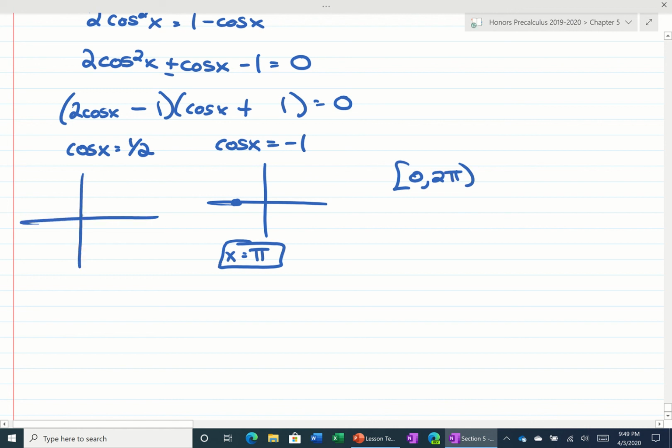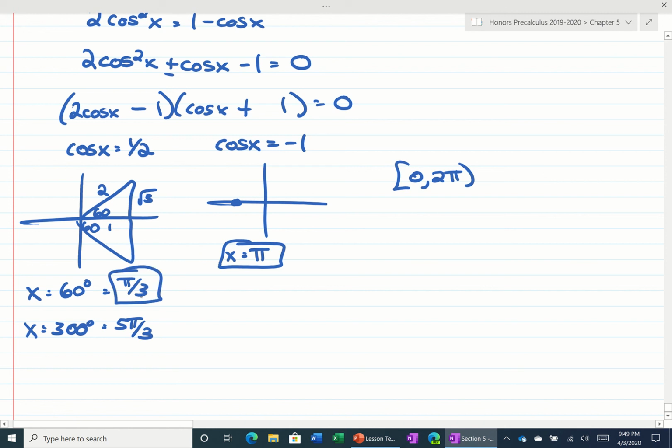Well, 60 degrees. Let me see here. 1, 2, root 3. That would be one of the answers. So x is 60, and x would also be this 60, which is 300. I think it's 5 pi over 3. Yeah, pi over 3 is 60, so 5 times 60 is 300. So that would be the answer there.